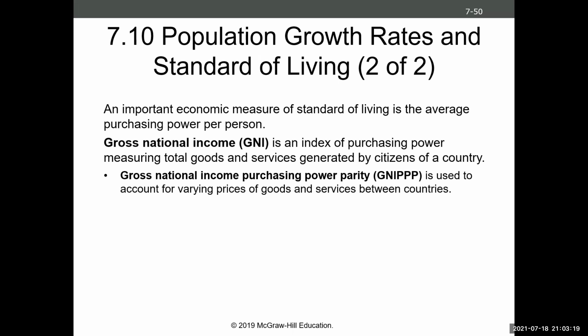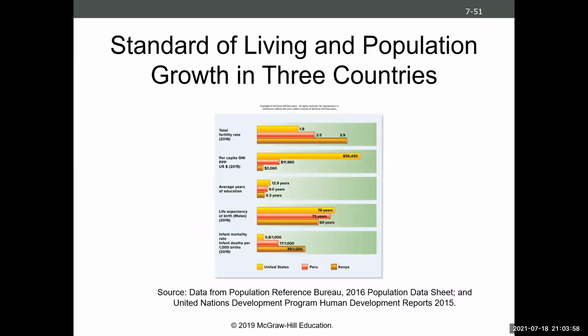And so there's this important measure of standard of living where you can have a specific purchasing power per person, right? So your GNI, your gross national income, basically says that you have a purchasing power to get total goods and services for your citizens in a country. Right? So basically, the higher that is, the more purchasing power you have. And so your GNI PPP, gross national income purchasing power parity, is to account for varying prices of goods and services between countries.